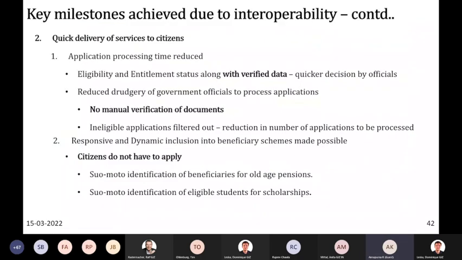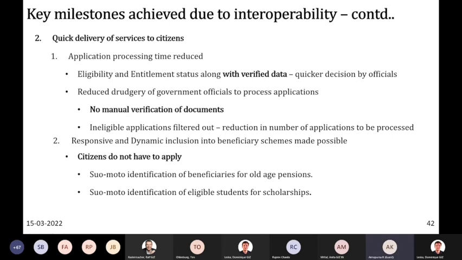Next slide, please. So in addition to this improvement in user experience and access to their own data, it has been found that there's a quick delivery of services to citizens, mainly because the processing time is reduced as the eligibility and entitlement with the verified data is available. Quicker decisions by officials is a result of this.